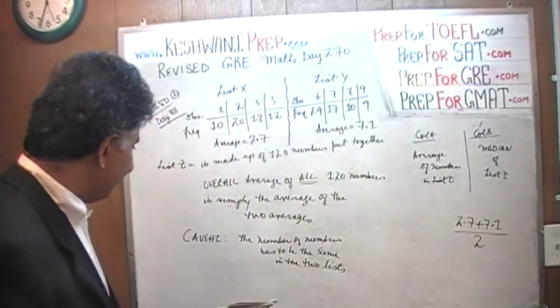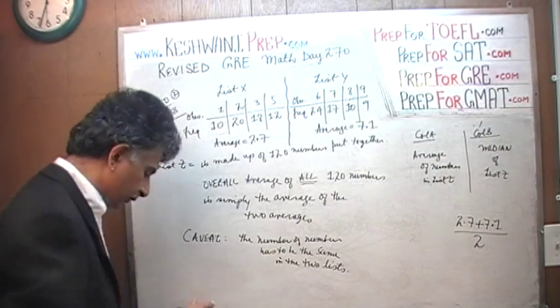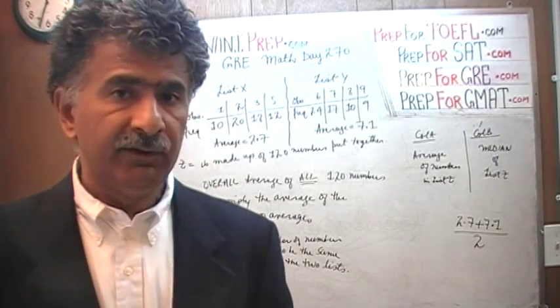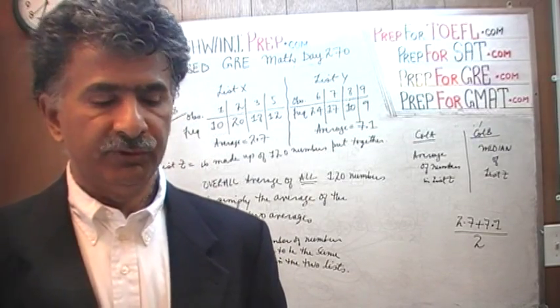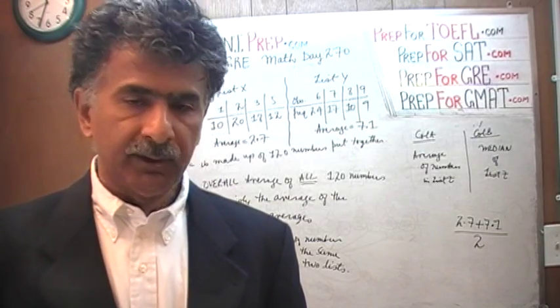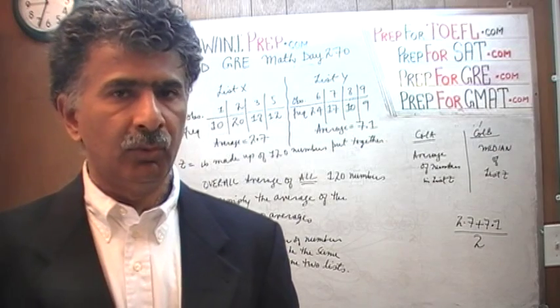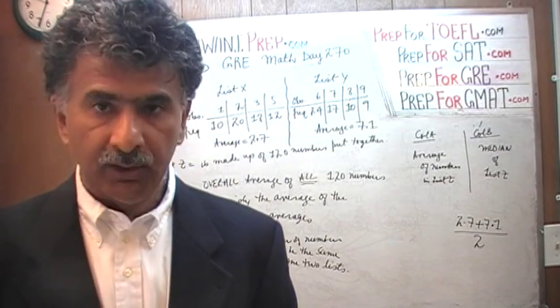Now we learned the word caveat a long time ago, which means to put conditions on something, to restrict something. A caveat actually is a warning, a caution. So there is a warning here that the number of numbers in the two lists has to be equal. That's your warning, that's your requirement. That's, as I said, your caution.